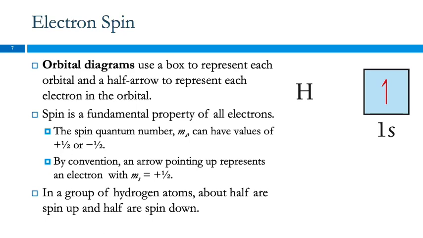So an orbital diagram is a more visual depiction of where the electrons are in an atom. And here we use boxes and arrows. So for hydrogen, we have a box representing the 1s orbital. Each box represents an orbital, and this half arrow represents an electron. The half arrow pointing up suggests this is positive 1/2 for the ms number, or we could have it pointing down, and that would be negative 1/2.